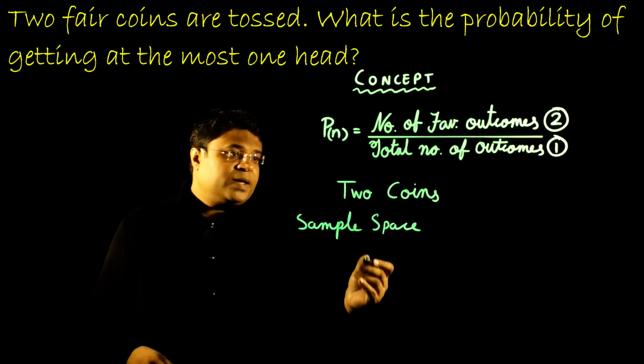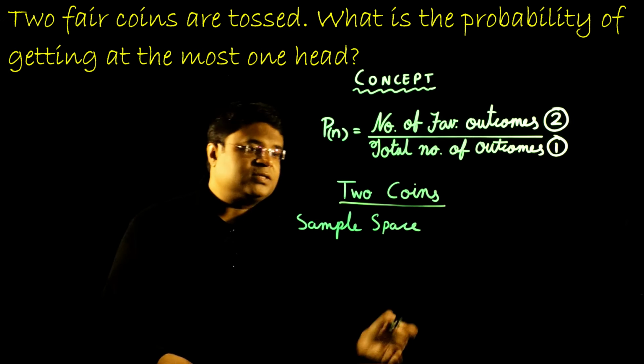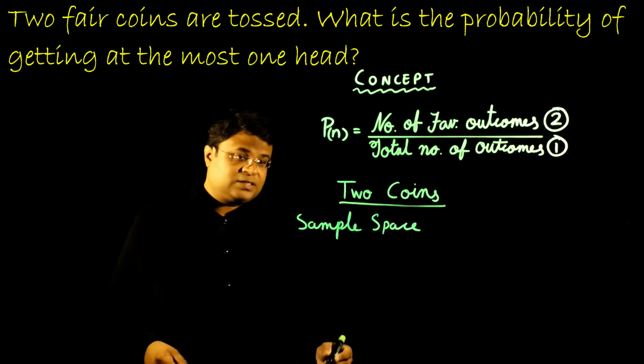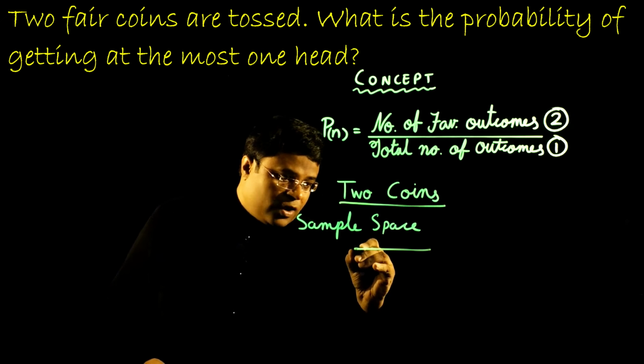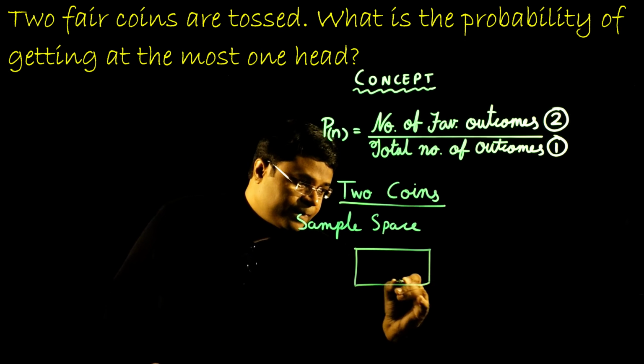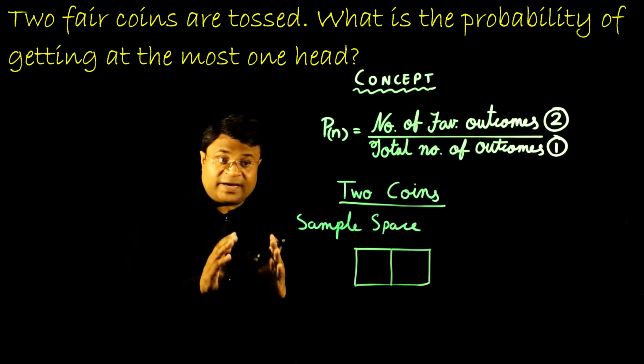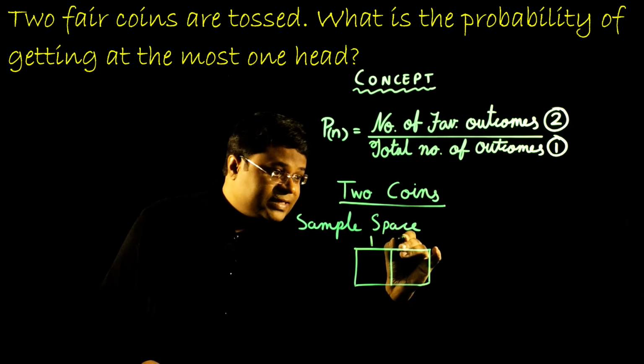So what we do, here we have two coins. So the first thing is, let us check the sample space. So since we have two coins, you don't need to memorize the sample space, right? So we have the first coin and the second coin.